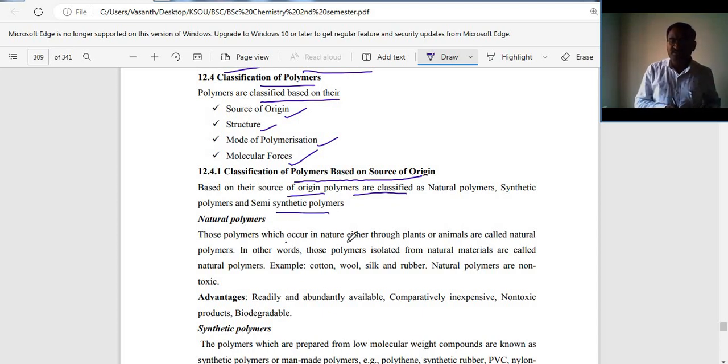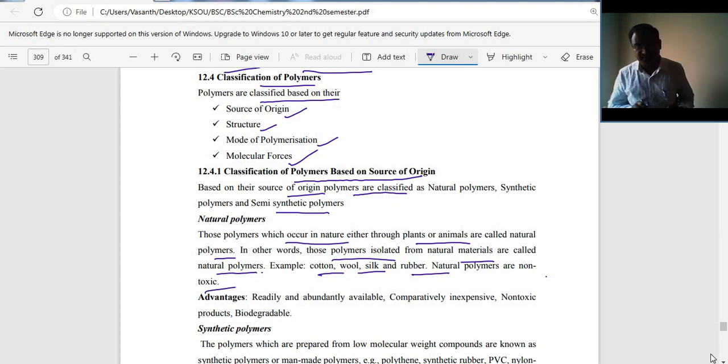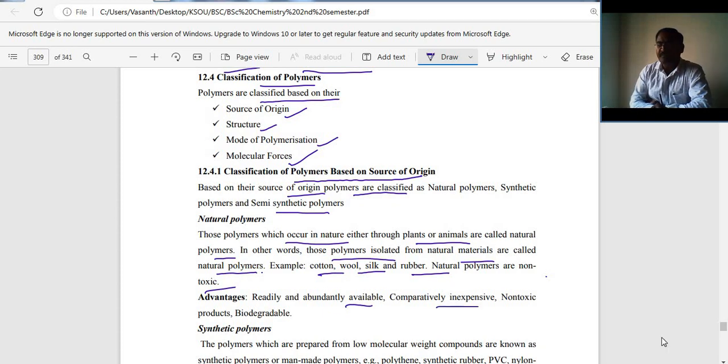Natural polymers are those polymers which occur in nature, either through plants or animals. In other words, these polymers isolated from natural materials are called natural polymers. Examples: cotton, wool, silk, rubber. These are all what? Natural polymers. Generally, they are non-toxic in nature. What are the advantages of these natural polymers? They are readily and abundantly available, comparatively inexpensive, non-toxic, and finally biodegradable.